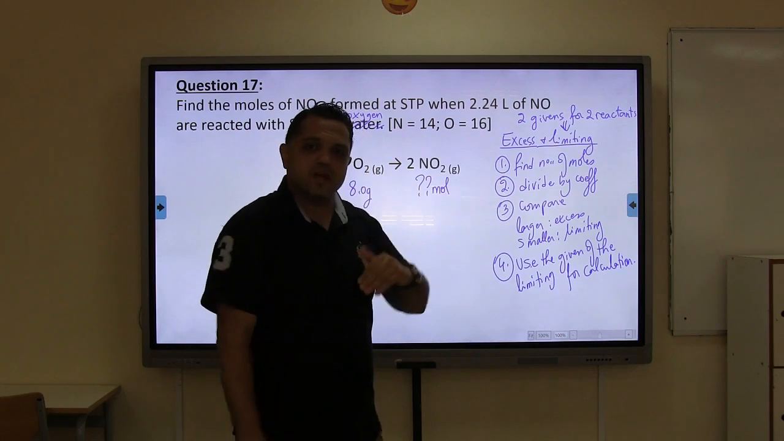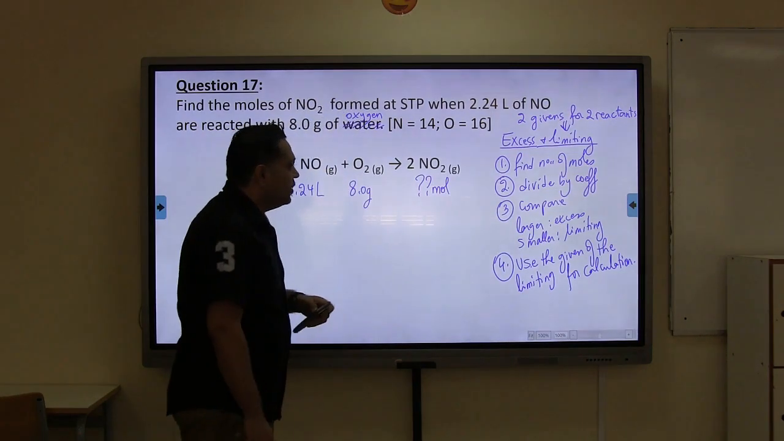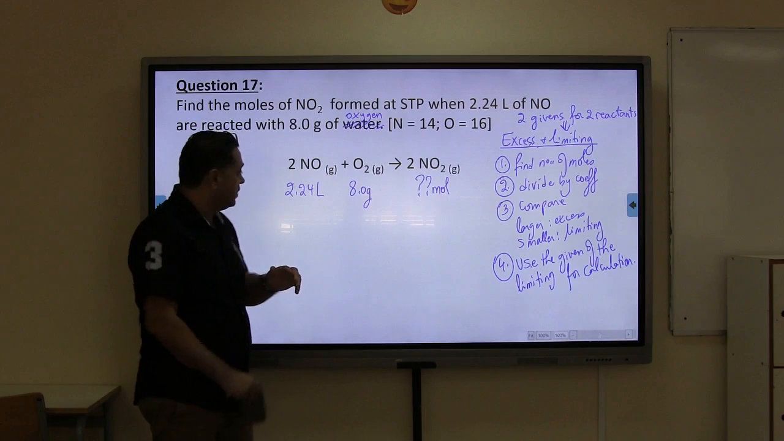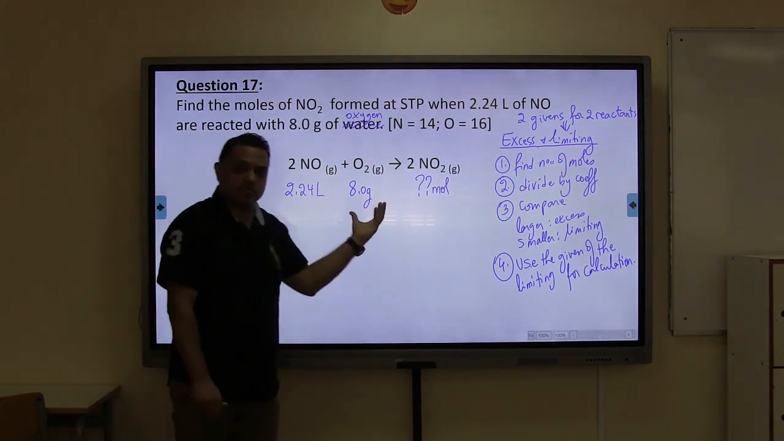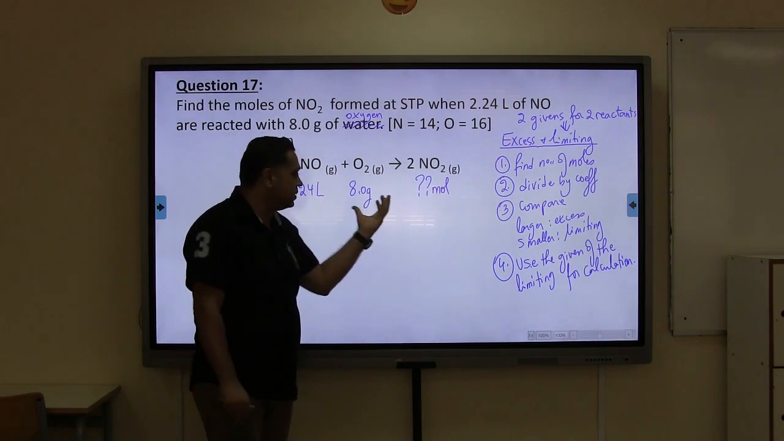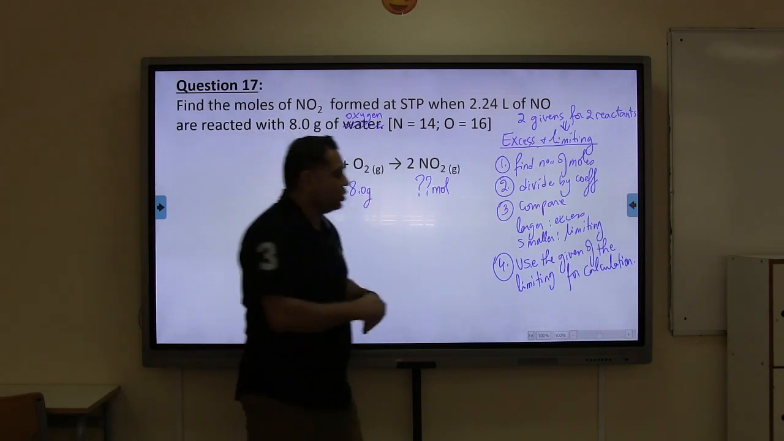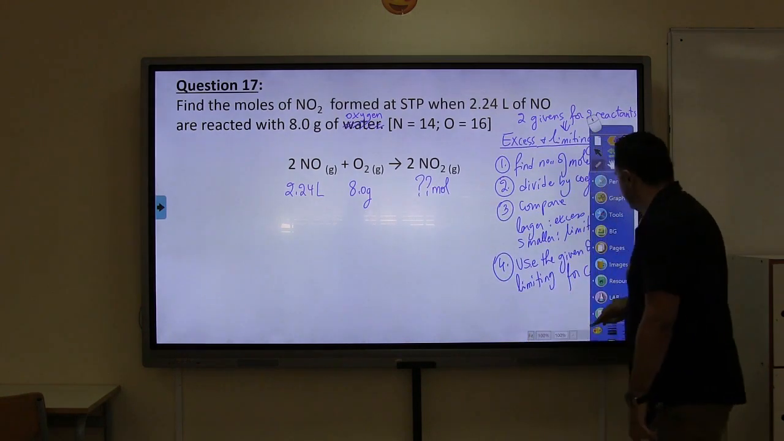So let's move step by step. How can we find the moles? In order to find the moles, it depends on the given. Here, for example, I have volume at STP. Here I have grams. We can have, for example, moles. So we need to find the number of moles first.